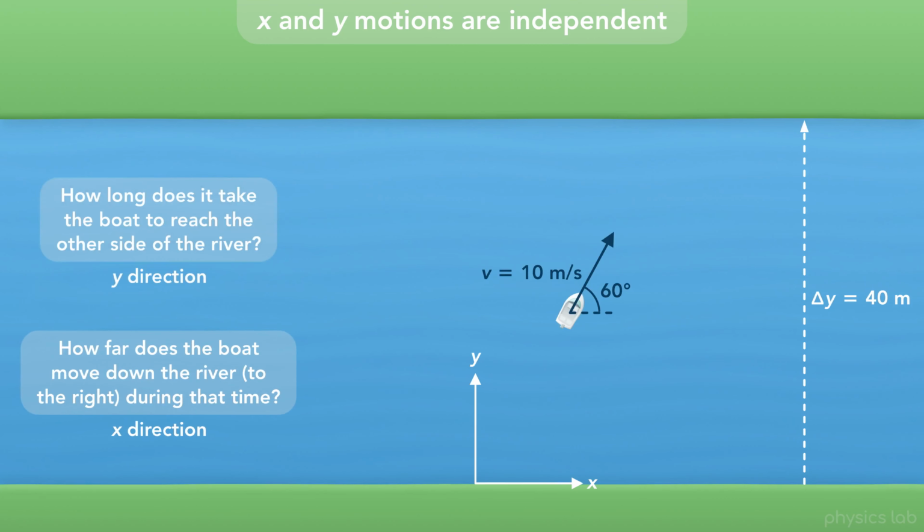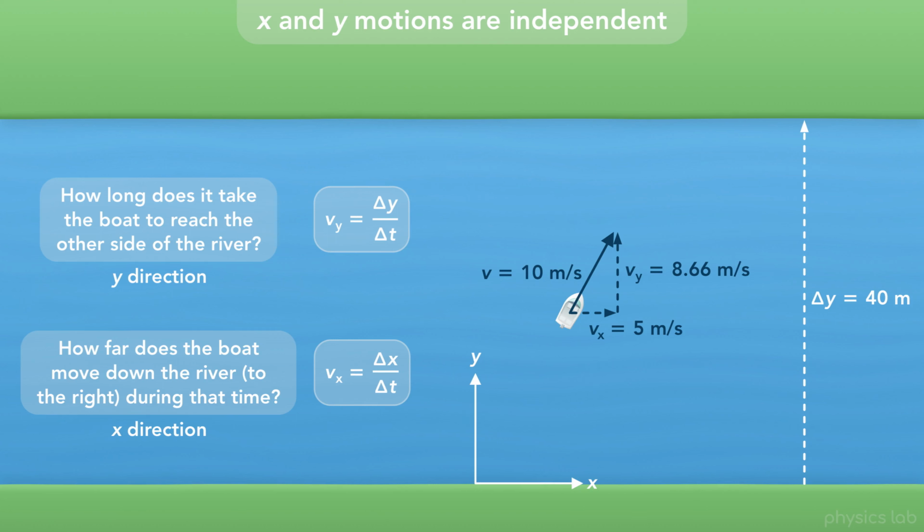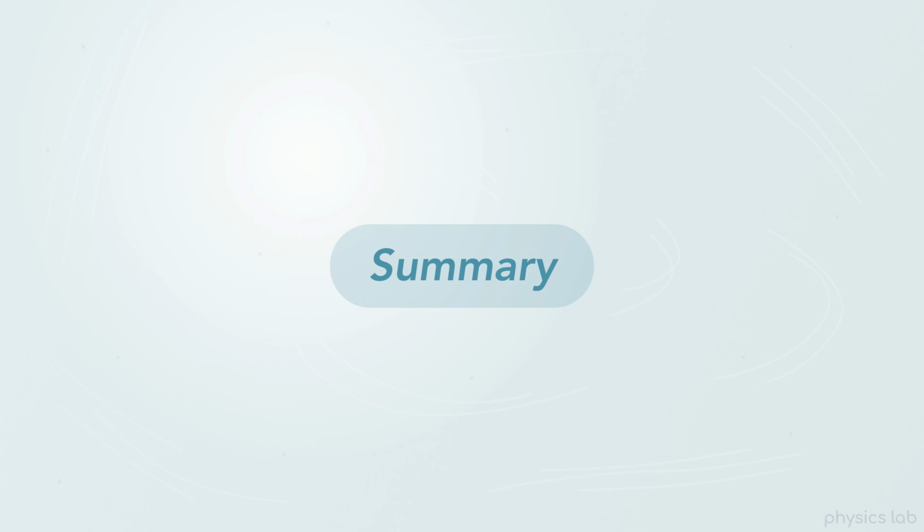This is a basic example of why it's useful to know that the x and y motions are independent. We started with two-dimensional motion, and we broke that down into one-dimensional motions. Then we used the kinematic equations to answer questions about the x motion and the y motion separately. So that's all we're going to cover in this video. Let's do a summary of the main points.